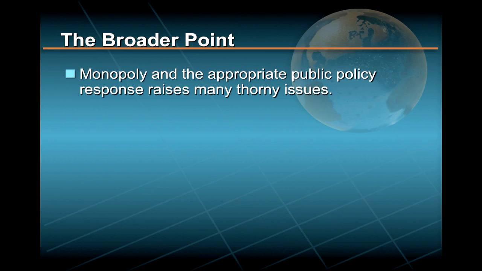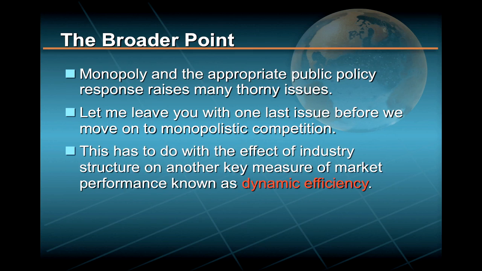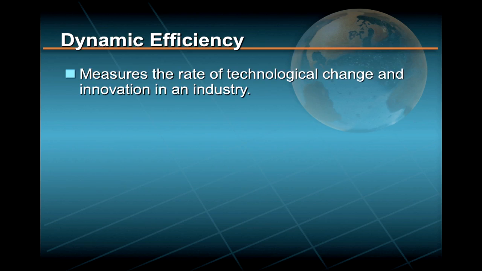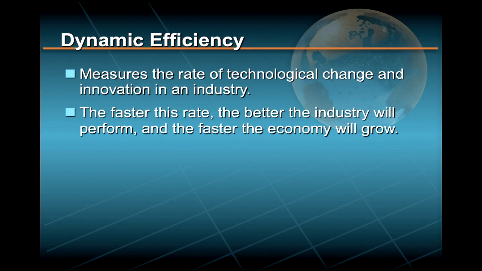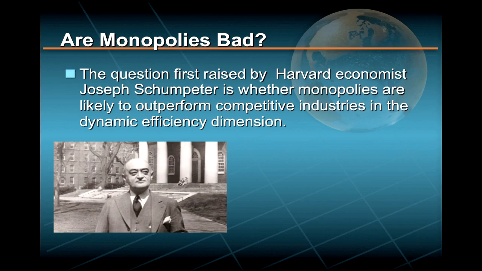The broader point here is that monopoly and the appropriate public policy response raises many thorny issues. Let me leave you with one last issue before we move on to monopolistic competition. This has to do with the effect of industry structure on another key measure of market performance known as dynamic efficiency. Dynamic efficiency measures the rate of technological change and innovation in an industry. And obviously, the faster this rate, the better the industry will perform and the faster the economy will grow. The question then, first raised by another Harvard economist named Joseph Schumpeter, is whether monopolies are likely to outperform competitive industries in the dynamic efficiency dimension.